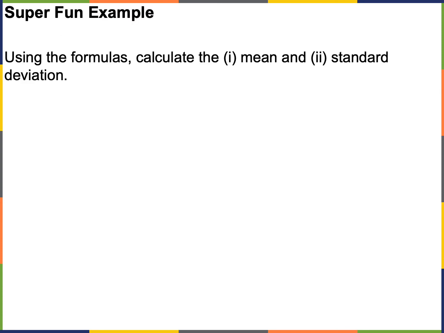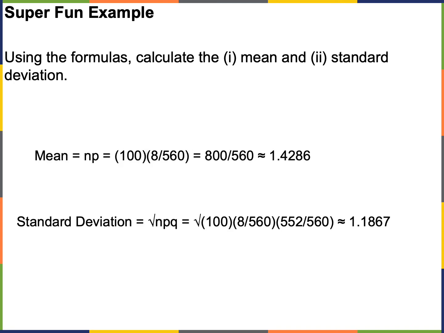Okay, and then lastly, using the same formulas, let's go ahead and calculate the same situation. Let's calculate the mean and the standard deviation. So from earlier, do you remember what the formula for the mean is? It's NP, right? Which is N is 100 and P is 8 over 560. So that's approximately 1.4286. And the standard deviation is the square root.